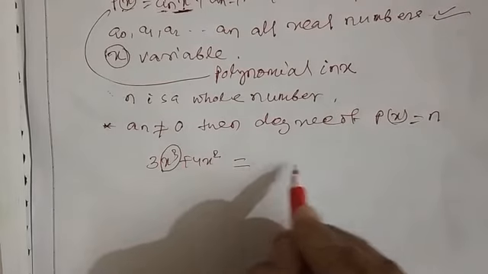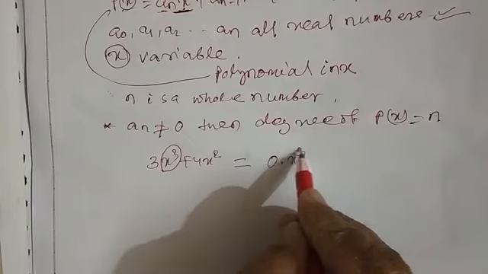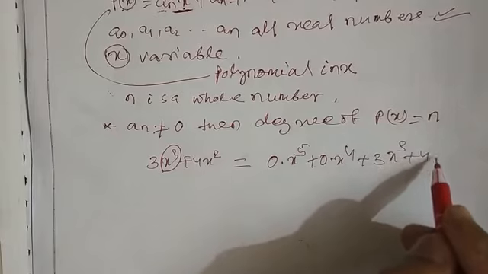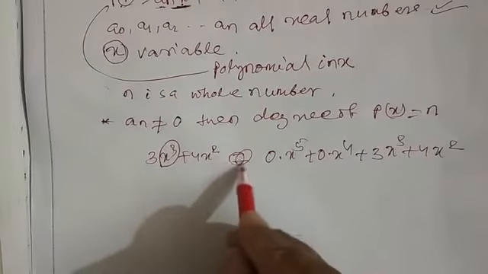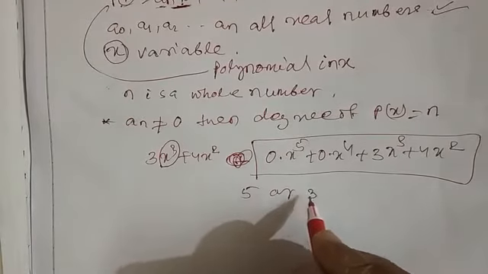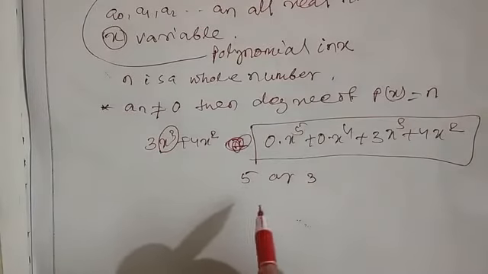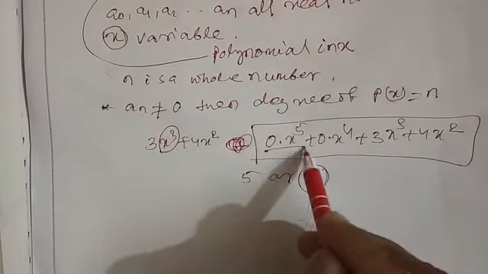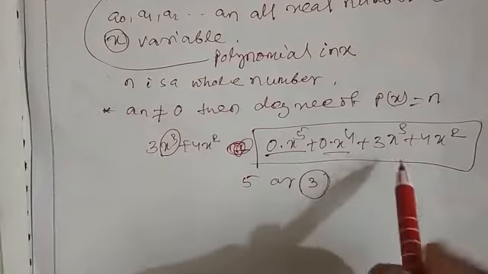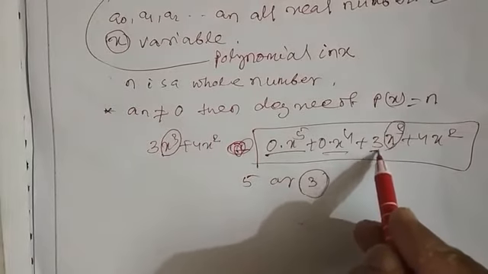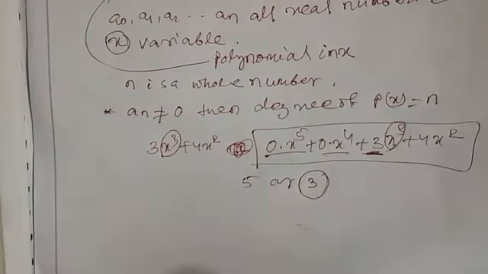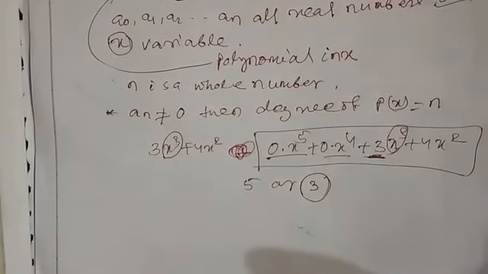Can I write this polynomial as 0 times x to the power 5, 0 times x to the power 4, plus 3x cube plus 4x square? What is the degree of this polynomial? Is it 5 or 3? Obviously, it is 3. Why? These terms vanish. So, for the degree of a polynomial, the coefficient of the highest degree term must not be zero. Otherwise, every polynomial would be of every degree, and we would be confused.